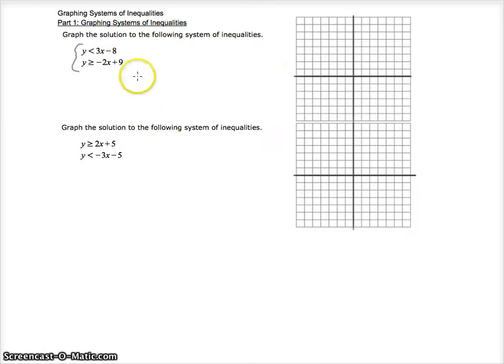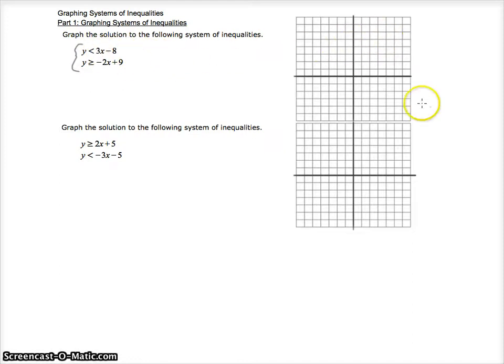So in the first system, we have y is less than 3x minus 8, and y is greater than or equal to negative 2x plus 9. Since these are both in slope-intercept form, I can simply graph their equations. So we'll go with 3x minus 8.